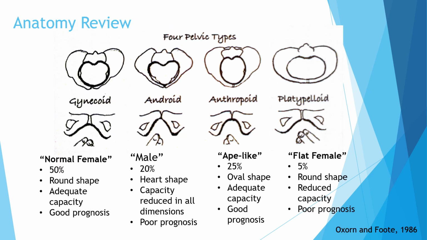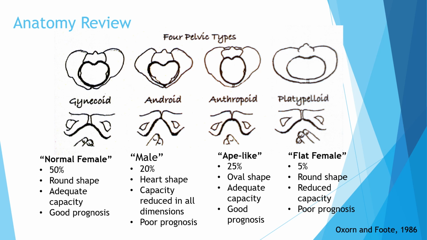So let's review the anatomy. Let's look at the 4 pelvic types. A traditional, quote-unquote, normal female would be more of that gynecoid pelvis. 50% of the population has it. It's a round shape, adequate pelvis, good prognosis. So about half of our women have that.